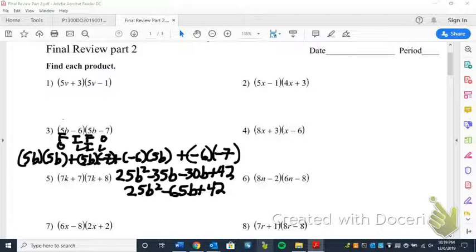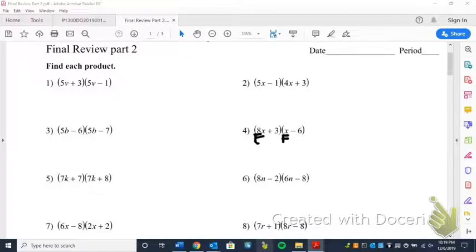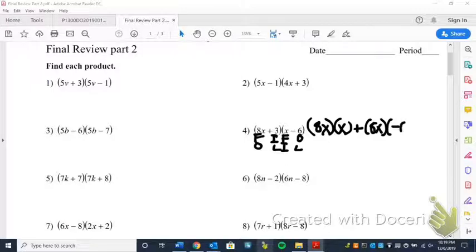So, hopefully you guys took advantage and did number 4. So we're going to go on to number 4. Our F's, our O's, our I's, and our L's. So we have 8x times x, plus 8x times negative 6, those are O's, plus 3 times x, and then we have 3 times negative 6 as well. Those are our L's. We multiply those together.